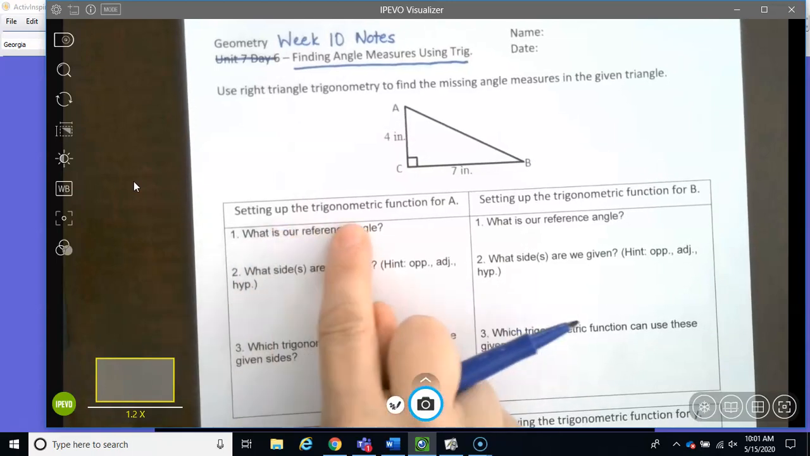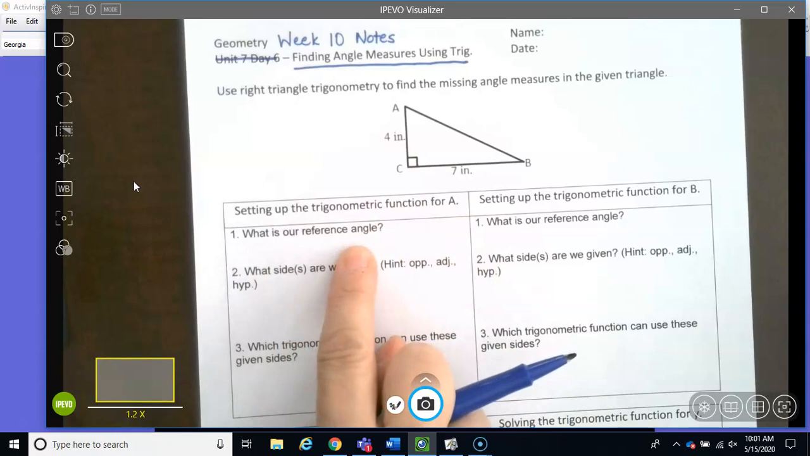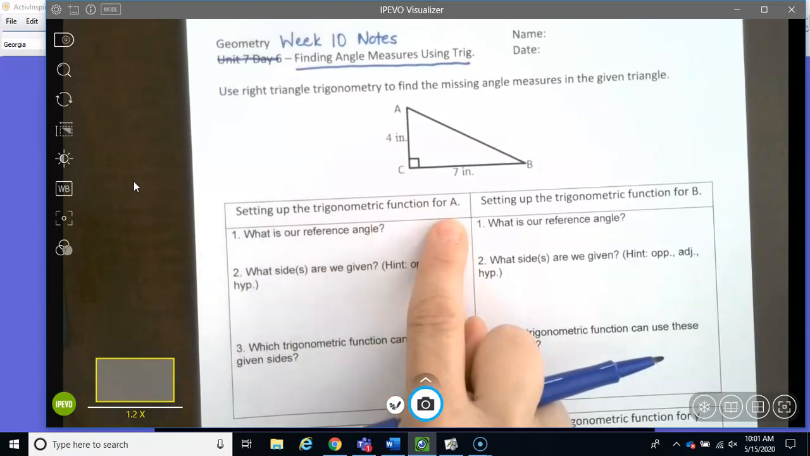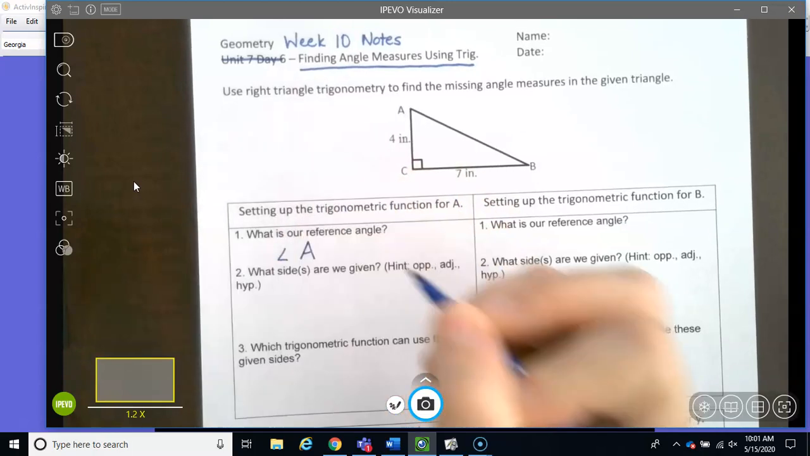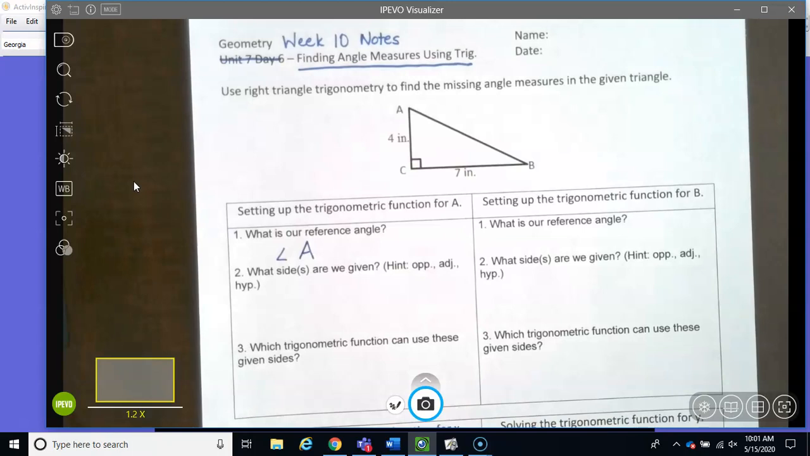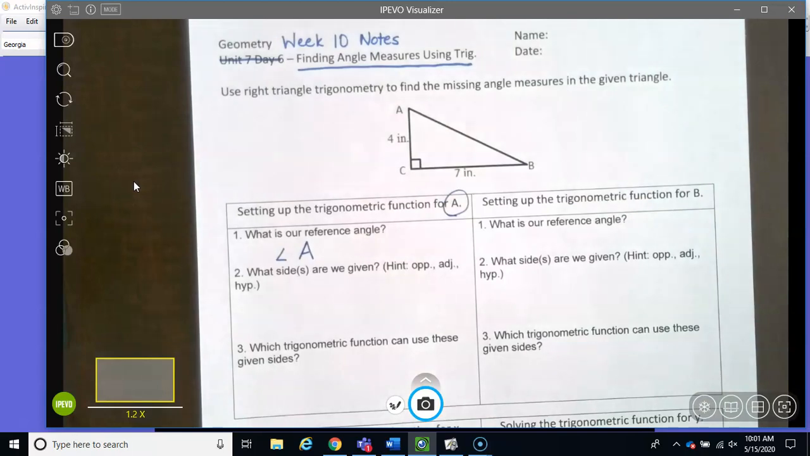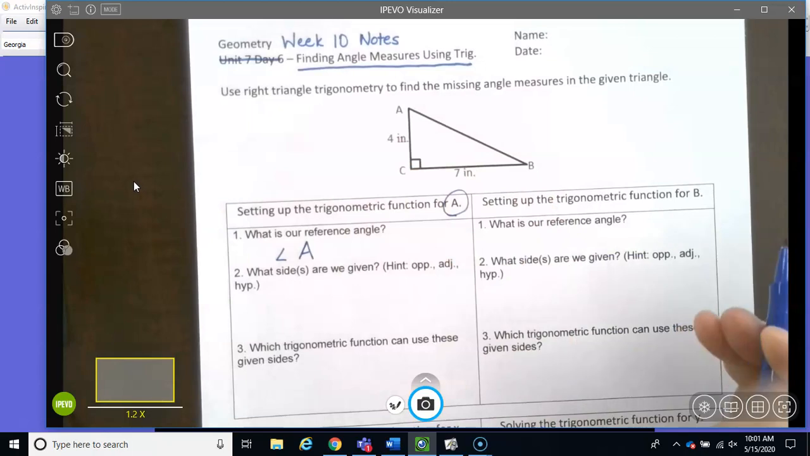So setting up the trigonometric function for A. First things first, what's our reference angle? If you're trying to find an angle, then whatever that angle is, that's your reference angle. So angle A is our reference angle. Okay, and we got that from here. What sides are we given? So the two sides that we know the lengths of, those are our two sides.